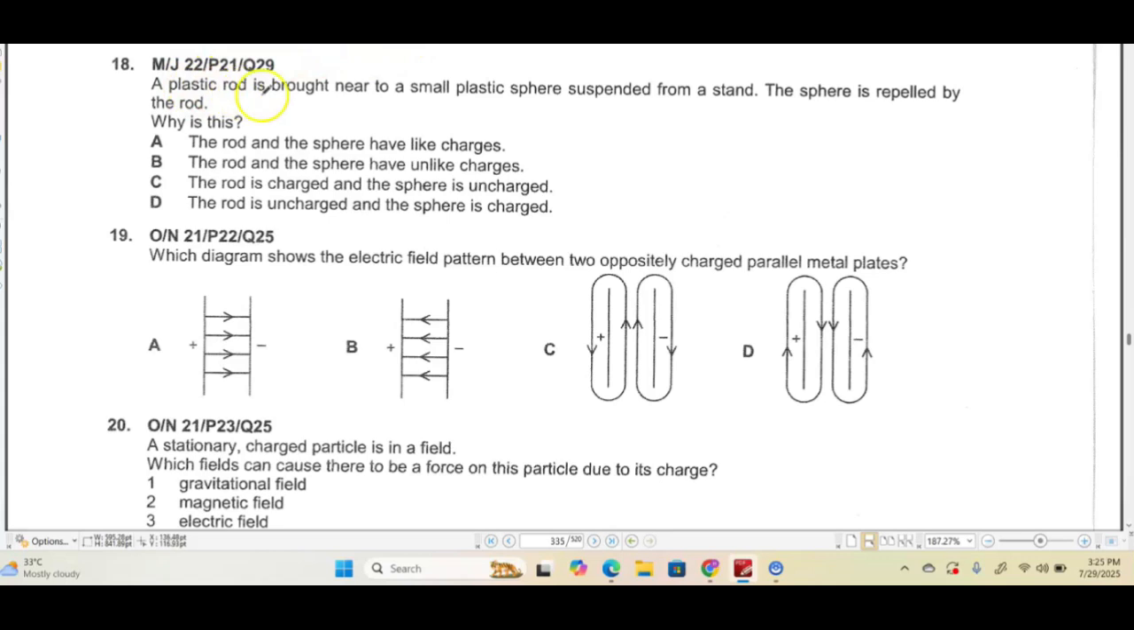Okay. Question number 18. A plastic rod is brought near to a small plastic sphere suspended from a stand. The sphere is repelled by the rod. Why is that? The rod and the sphere have like charges. Yes, this would most possibly be the right answer. The rod and the sphere have unlike charges. If they had unlike charges, they would not have repelled each other. The rod is charged and the sphere is uncharged. This is not right. If one thing is charged and the other is uncharged, repulsion never happens, attraction can happen. The rod is uncharged and the sphere is charged.